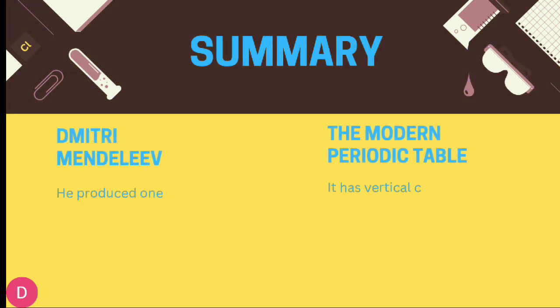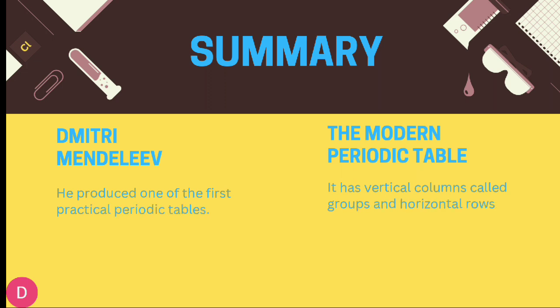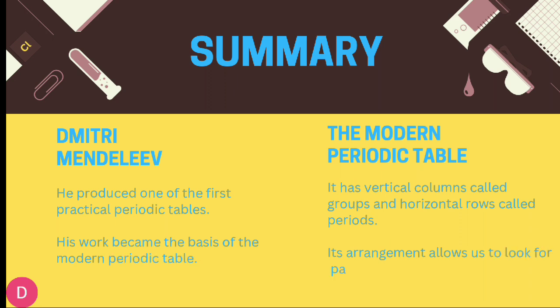Summary: Dmitry Mendeleev. He produced one of the first practical periodic tables. His work became the basis of the modern periodic table. The modern periodic table. It has vertical columns called groups and horizontal rows called periods. Its arrangement allows us to look for patterns in the properties of the elements.